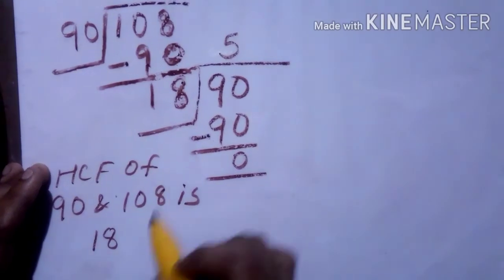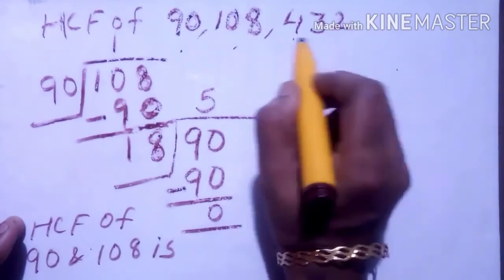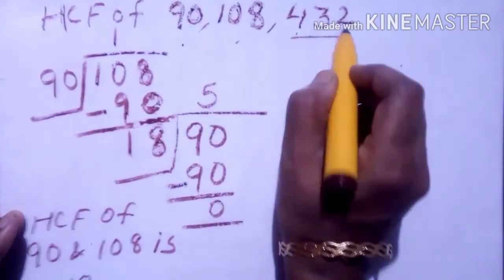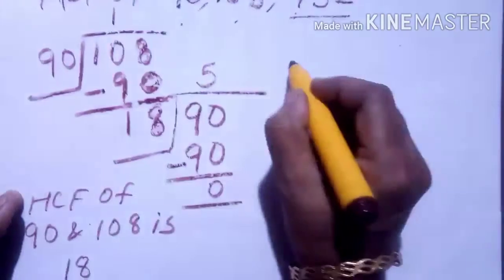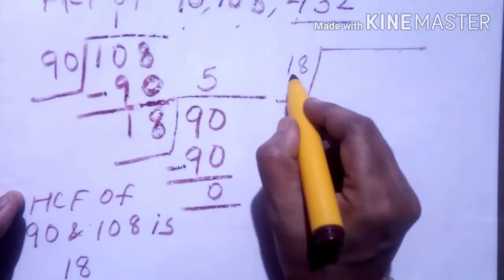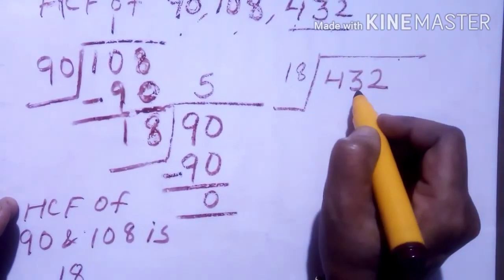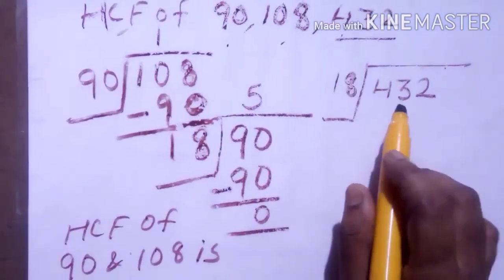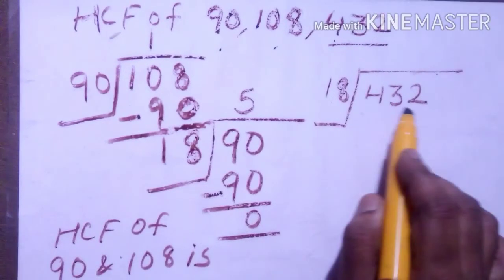Now what do you have to do? You have to take this number 432. This is the last number. You have to divide 432 by this HCF. So let us divide by 18. Take 18 as the divisor and 432 as the dividend. Clear? 18 as the divisor, which is the HCF of those two numbers. So now we have to divide 432 by 18.